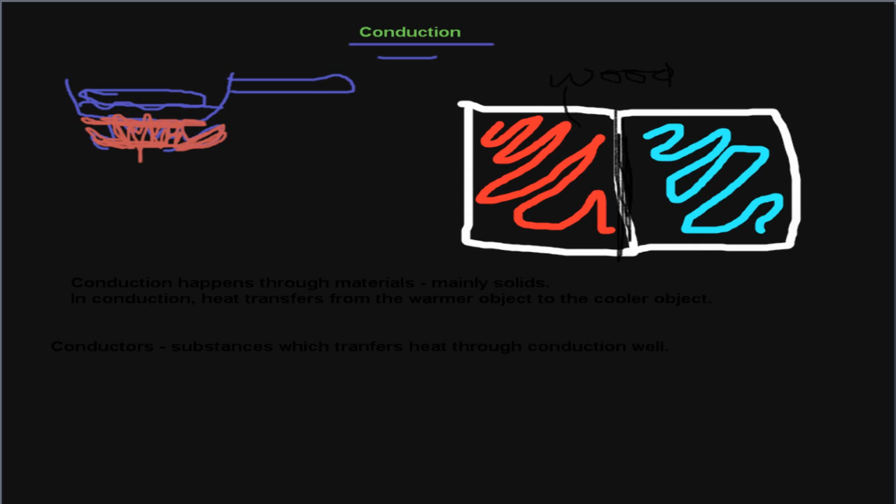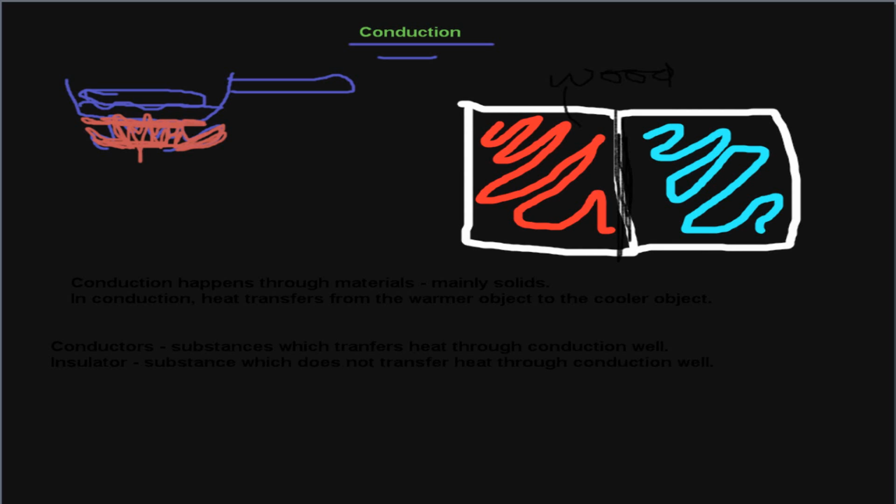The opposite of that is an insulator. You may have heard of conductors and insulators in electricity terms, and we'll explain that in later lessons. But they're also talked about in heat, and an insulator is a substance which does not transfer heat through conduction well.